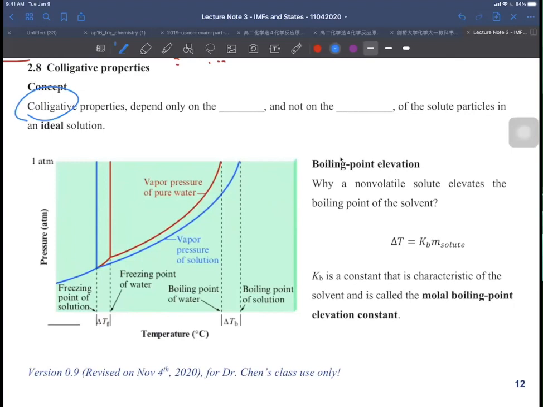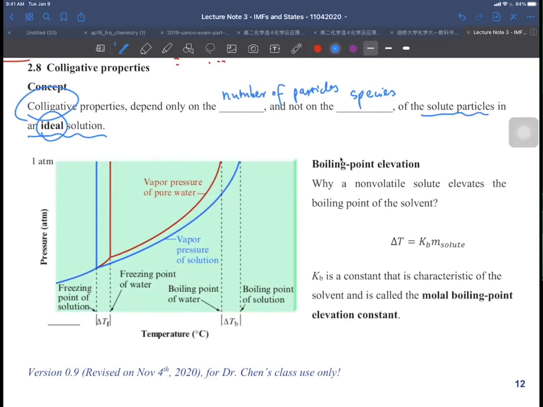Actually, it means number dependent. So colligative properties depend only on the number of the particles, but not on the species of the particles. Basically, we do not care if it is A or B, but we care how many solute particles there are in an ideal solution. We don't want to talk too much about what an ideal solution is. Similar to the ideal gas law, if you don't know what is ideal, you can just suppose it is ideal, okay?